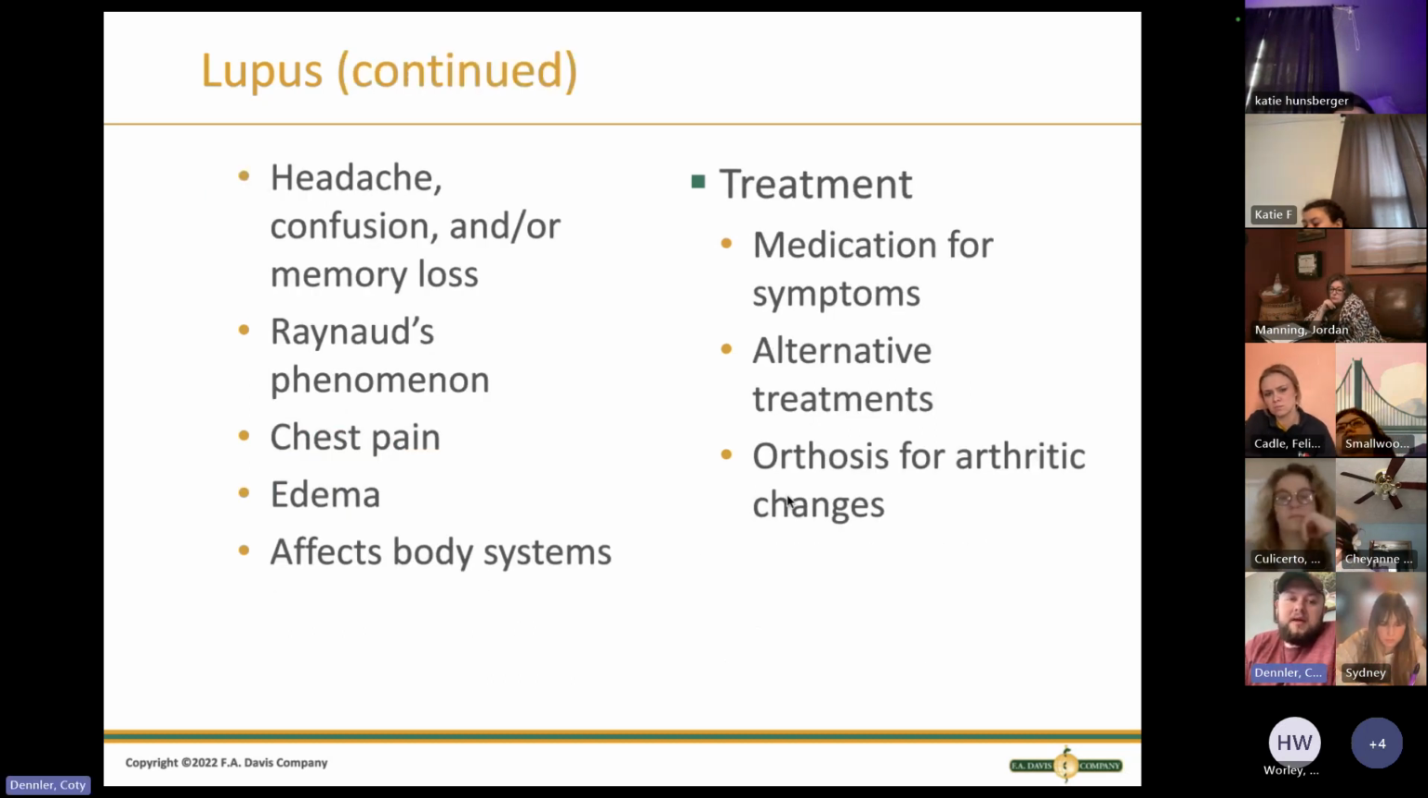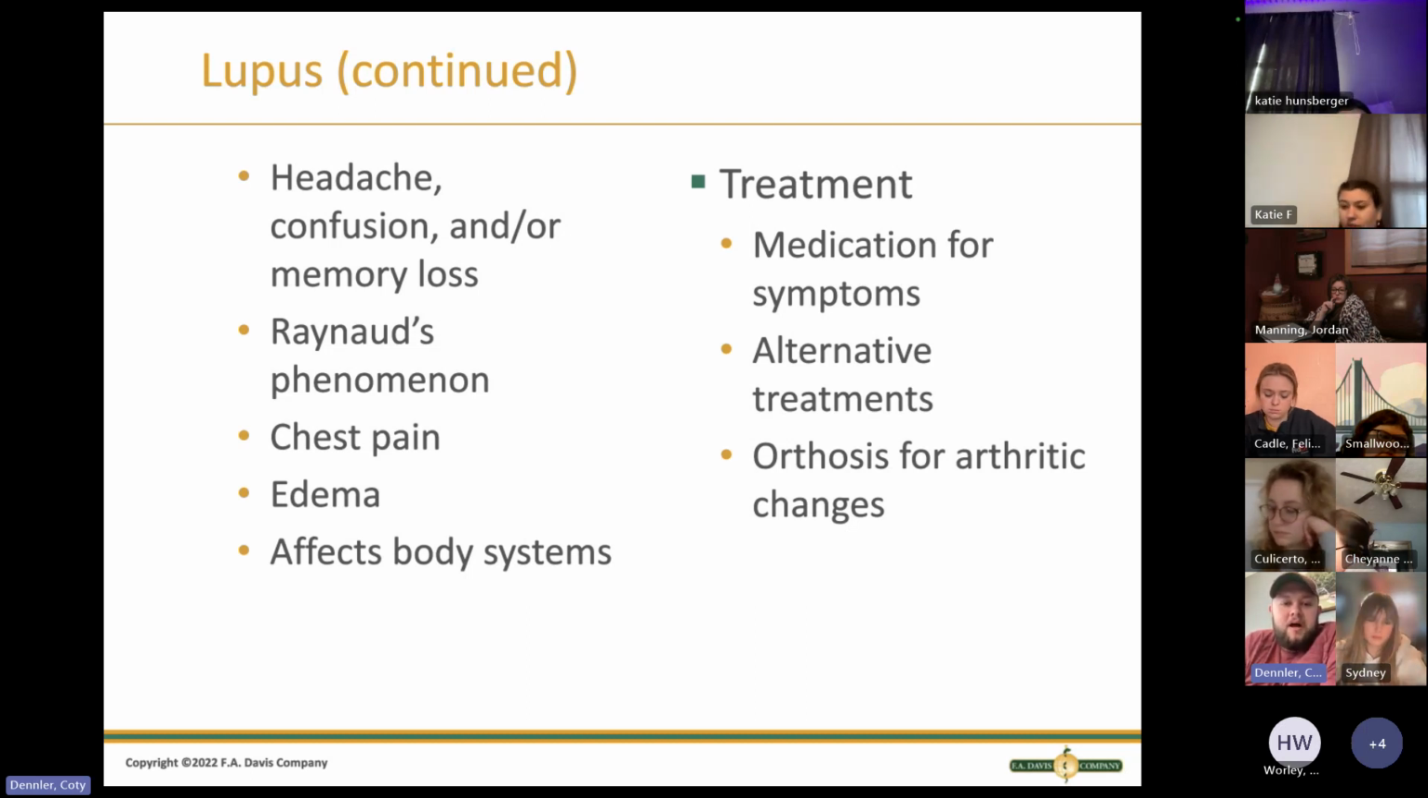So what Katie brought up is correct. Lupus does more than just affect joints. It can affect whole body systems. It can cause liver failure and kidney failure and diseases. It can affect a lot of things. Some other signs that you see are headache and confusion or memory loss. Raynaud's phenomenon, if you guys remember what that is.